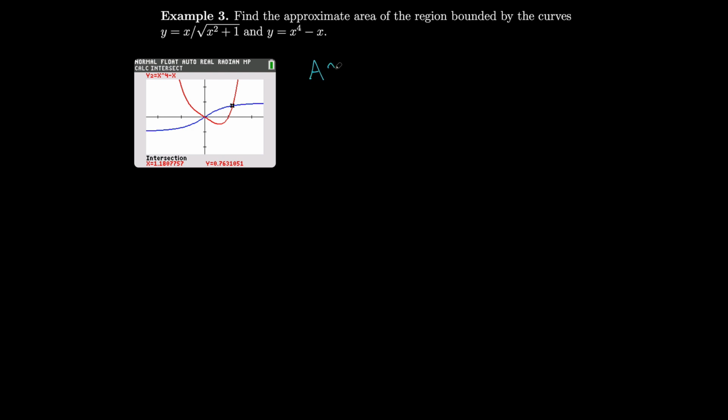So that means that our area should be approximately the integral from 0 to 1.18 of our top function, which was the blue one. That was the one I typed in first, which was this one, minus our bottom function, which is our red one, which is this guy. So that means it'll be x over the square root of x squared plus 1 minus x to the 4th minus x, dx.